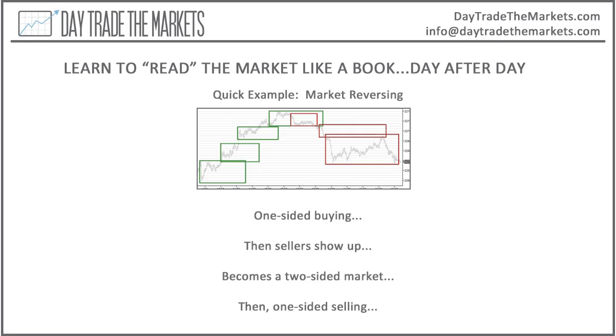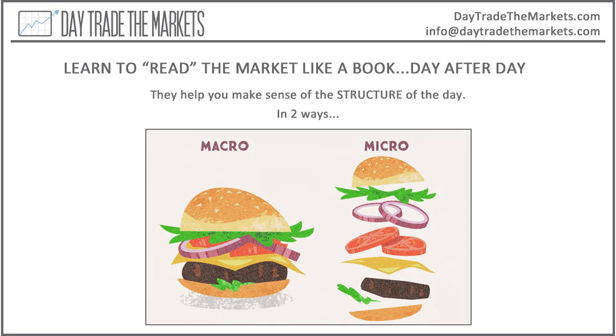Here's another quick example of market reversing where you can see that we have stacking boxes. We start to see some sellers show up. We're now a little bit two-sided, and then sellers start to take over again. So you can see where the other side started to come in, potential reversal point. It's confirmed with this box. So again, this is just the tip of the iceberg, but I wanted to show you some of that idea on the macro level.